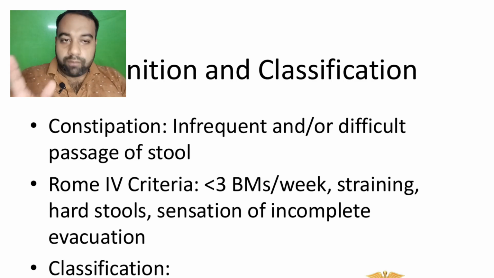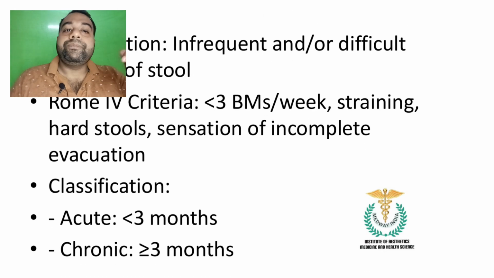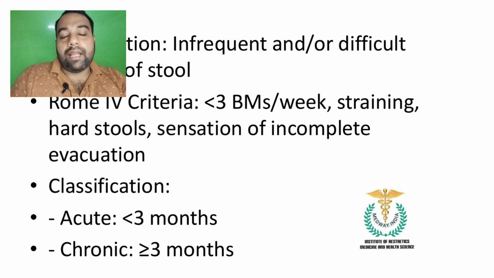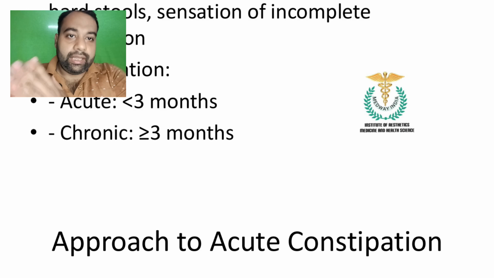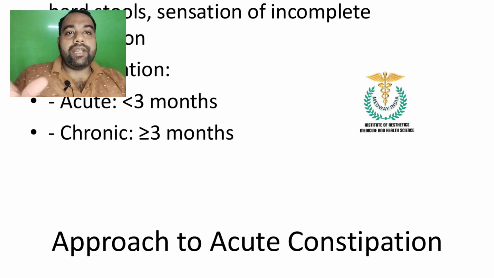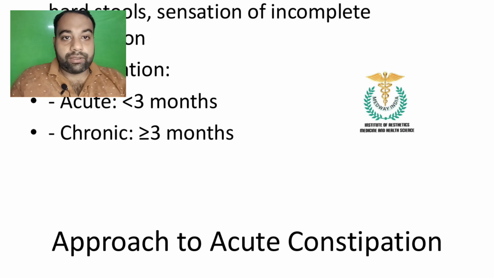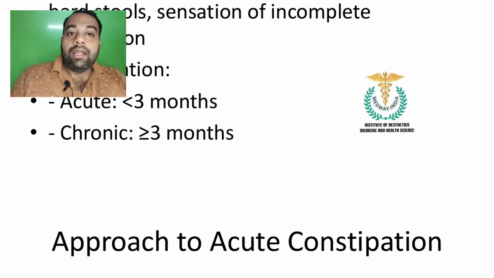So the Rome 4 criteria has been introduced, where they are basically saying that less than 3 bowel movements per week, straining, hard stool and sensation of incomplete evacuation is known as constipation. So we have acute and chronic ones, right? Your acute one is when the scenario stays for less than 3 weeks, but your chronic one is when the scenario stays for more than or equal to 3 weeks. That is your chronic one.